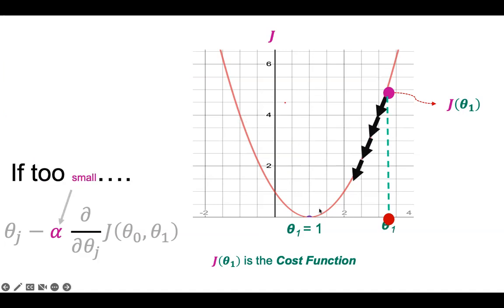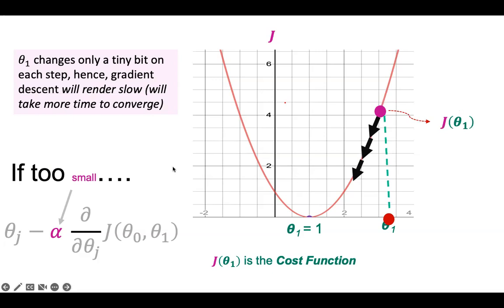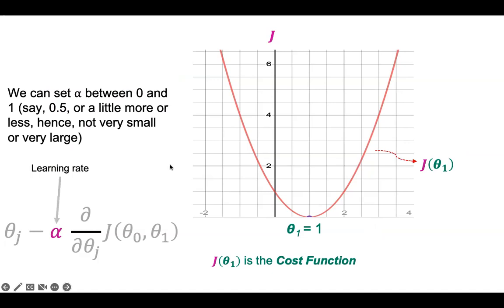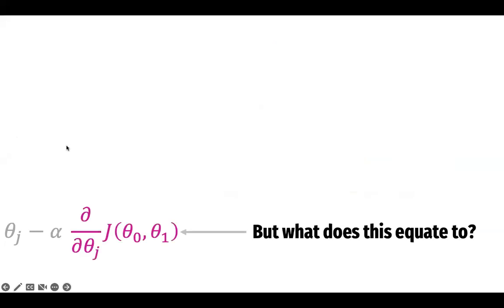On the other hand, if the learning rate is too small, then theta 1 changes only a tiny bit on each step. Hence the gradient descent will run slowly and will also take more time to converge. So we can set an alpha between 0 and 1, say 0.5 or a little more or less, hence not very small or very large.